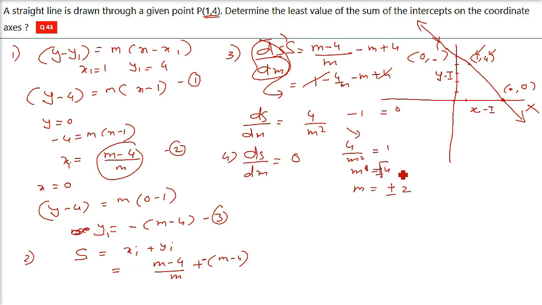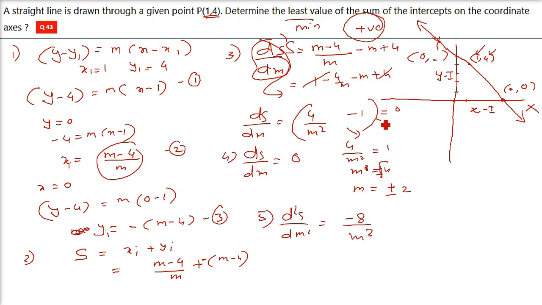Now you tell me whether we can take 2 or negative 2. We have to check for both of them. The next thing is we need the least, and we'll check for the least. For that, we need to double differentiate. So 4 by m square minus 1 was the first differentiation. You need to differentiate 4 by m square minus 1 again. It is minus 8 by m cube, and this is the double differentiation value.